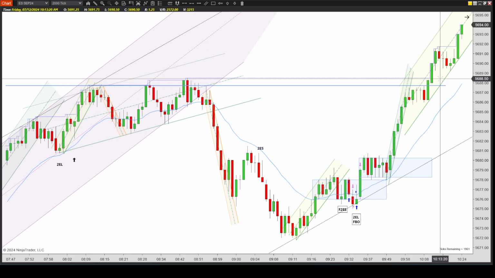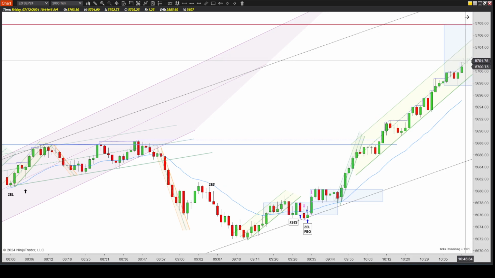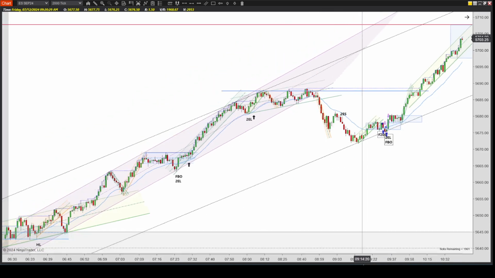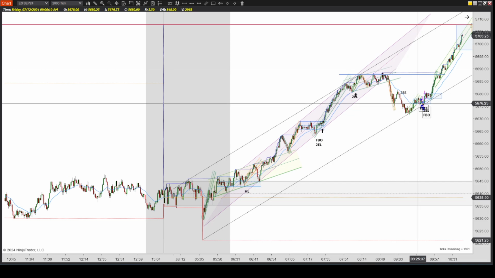I'm drawing this new yellow up channel. There's no clean second entries that I can find. And I'm not thinking short at this point. I'm just thinking all long because the whole day has been long. I think this two-legged correction has played out. Now it's going to continue up.